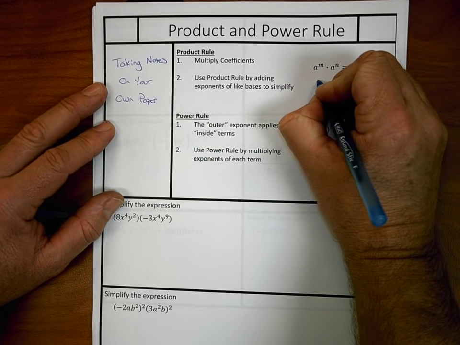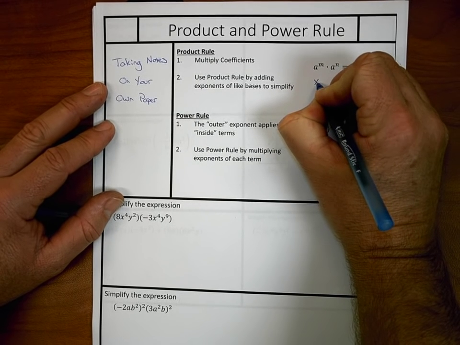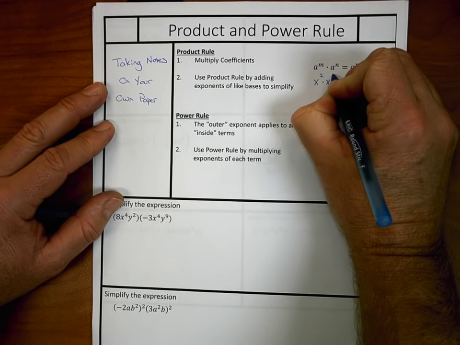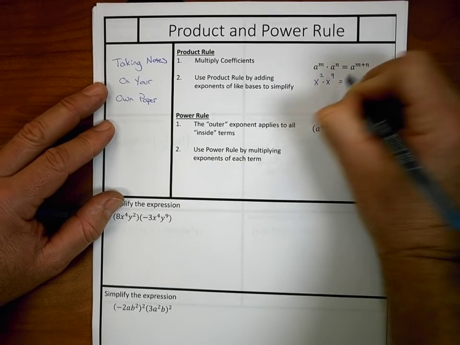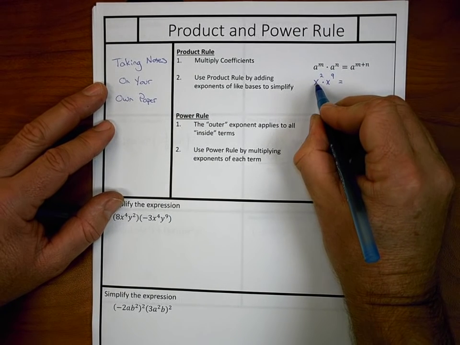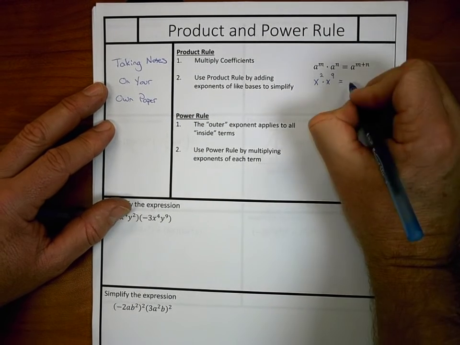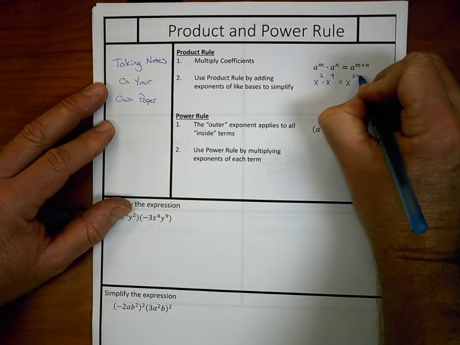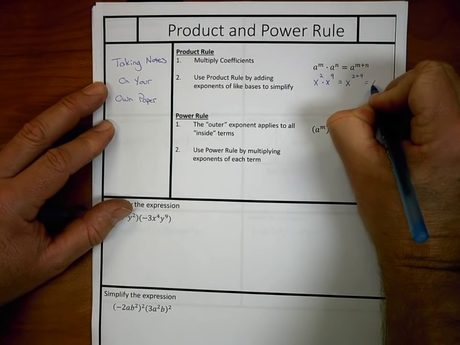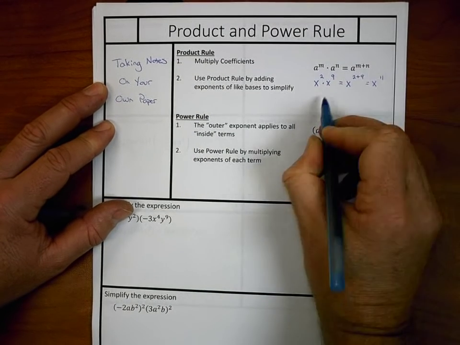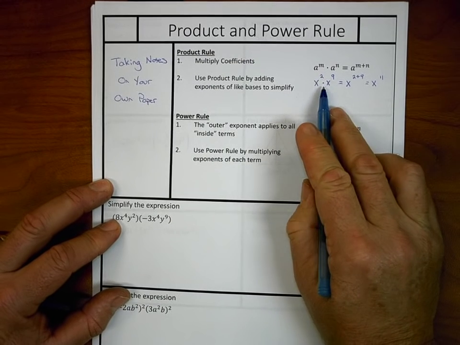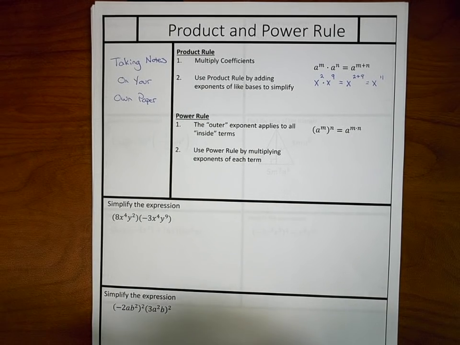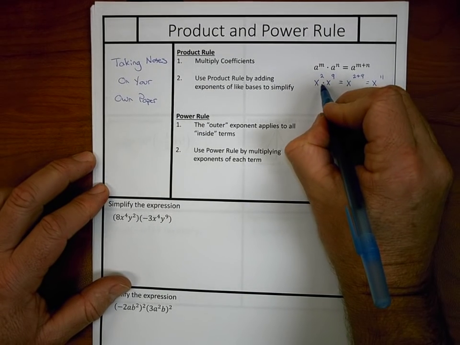Okay, so a couple of examples of this would be if we had x to the second power and we were multiplying it by x to the ninth power. The product rule says to simplify this, you keep the bases the same, which are x, and then you add the exponents up. 2 plus 9 would give me x to the 11th power. So by the product rule, x to the second times x to the ninth is equal to x to the 11th power.